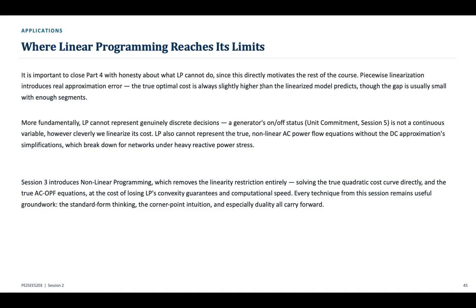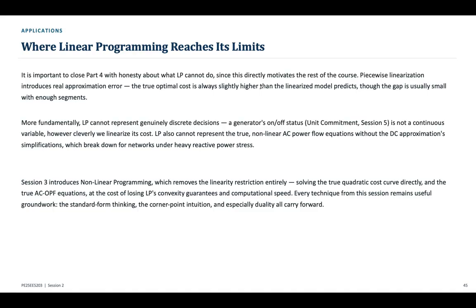The second limitation is discrete decisions. A generator commitment decision is naturally binary. The unit is either on or off. A continuous linear programming variable cannot represent that decision correctly. Unit commitment therefore leads to mixed integer optimization.